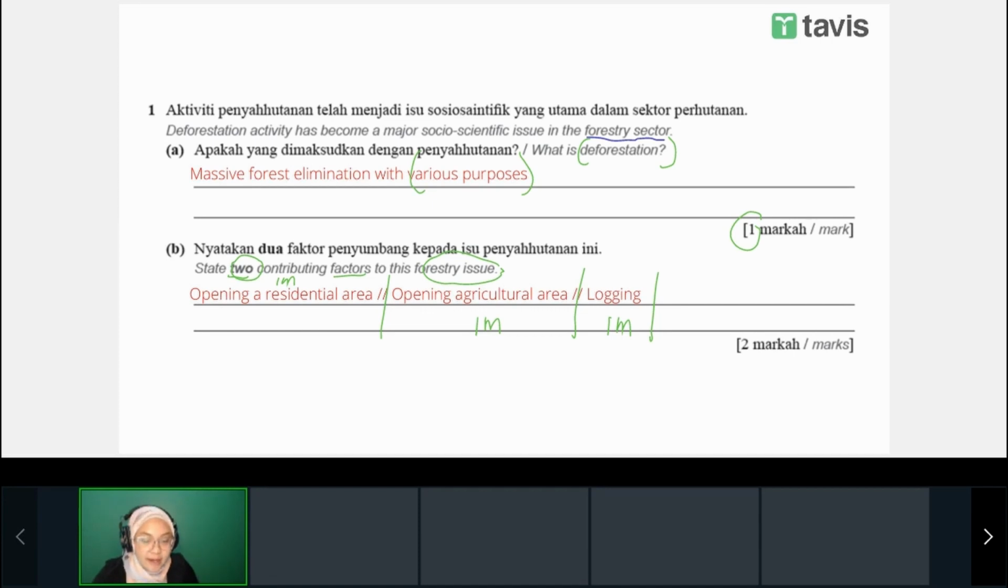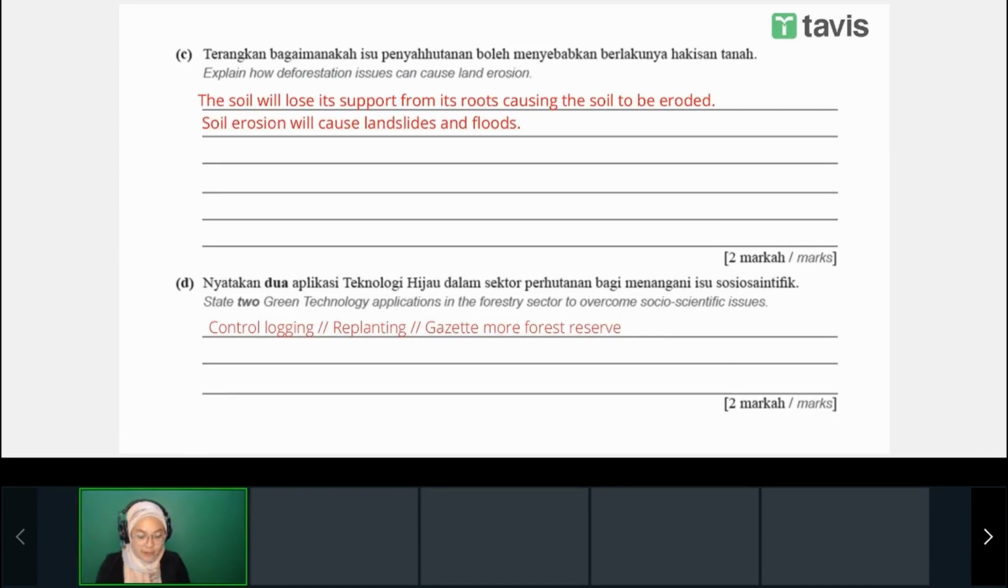Let's say your second answer over here is incorrect. The markers will see the third option. If it's correct, then you're going to get 2 marks. Okay, these questions in this unit are very easy.